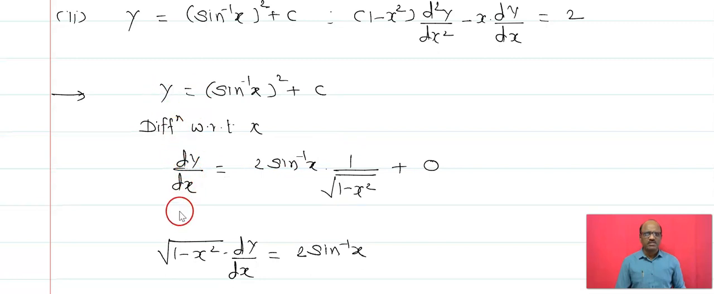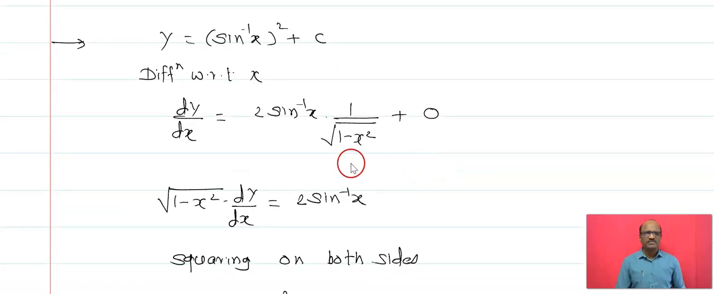Derivative of y is dy by dx, and the derivative of sine inverse of x whole square is 2 sine inverse of x into the derivative of sine inverse of x, which is 1 upon under root of 1 minus x square, and the derivative of c is 0. And therefore, if you simplify this, you will get under root of 1 minus x square into dy by dx is equal to 2 sine inverse of x.